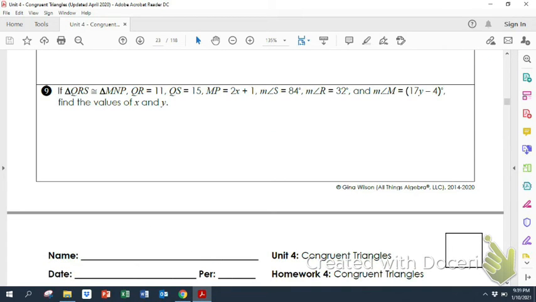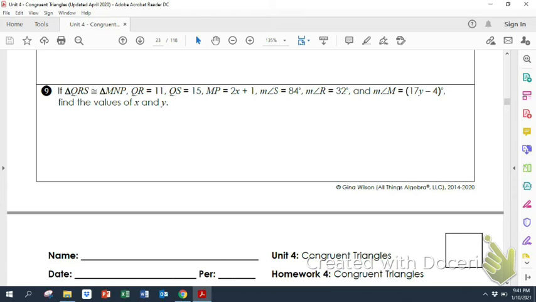Okay, on the very last one, now we're going to have to do some other solving. So let's go ahead. Okay, this next one, let's try and do this without drawing a picture. So let's look at what they gave us. They gave us QRS is congruent to MNP. QR is equal to 11. And what else do we need to figure out?